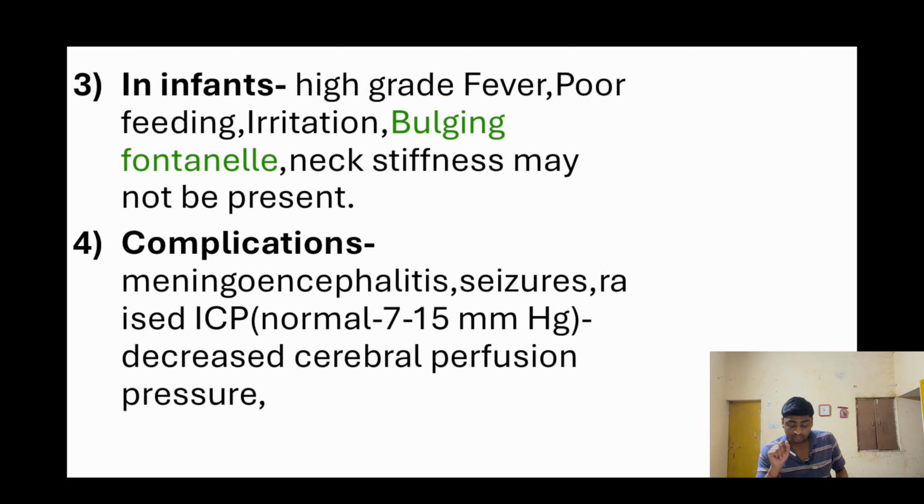The complications of meningitis can be meningoencephalitis, presence of seizures, raised intracranial pressure. The normal value of intracranial pressure is between 7 to 15 mm of Hg, but it can be raised as a complication of meningitis and decreased cerebral perfusion pressure.